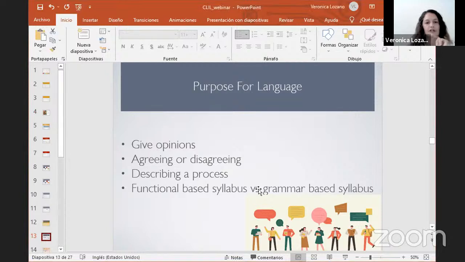from the functional perspective. So this would also mean that it would make a lot of sense to have a functional syllabus instead of a grammar-based syllabus. Instead of teaching the simple present, we're going to teach how to describe, how to talk about past events.